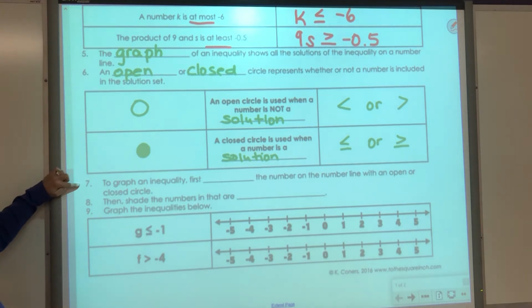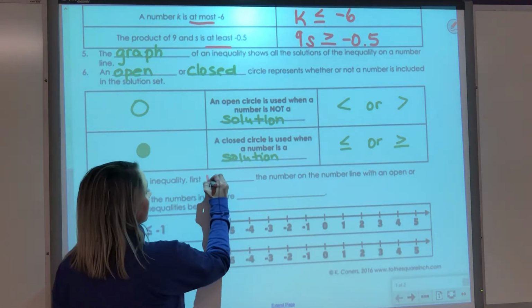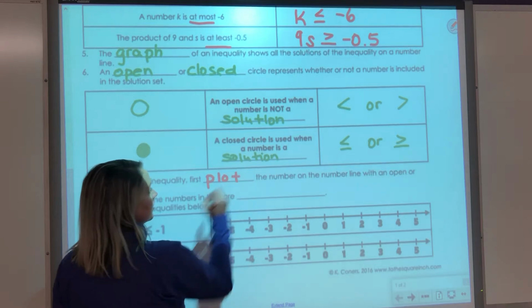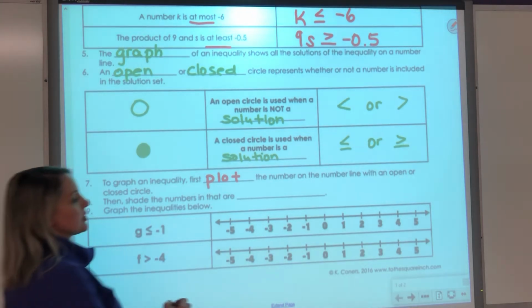To graph an inequality, first plot the number on the number line with an open circle or closed circle. Then shade the numbers that are solutions.